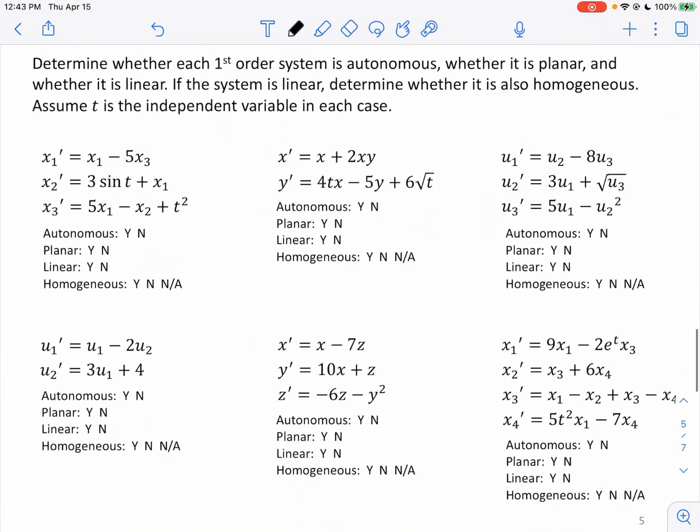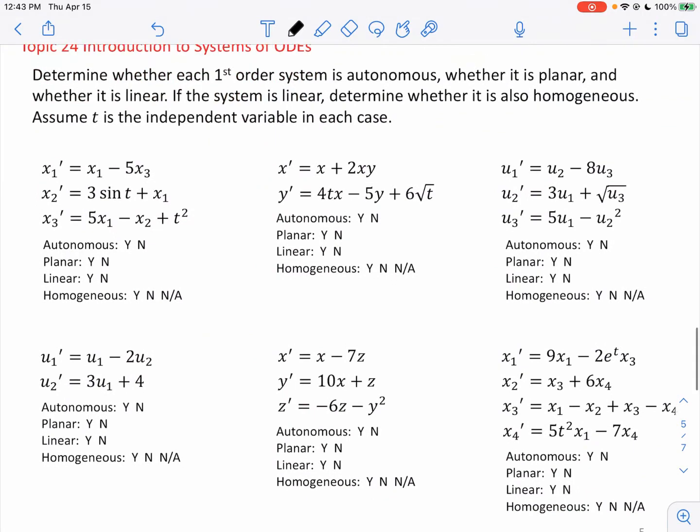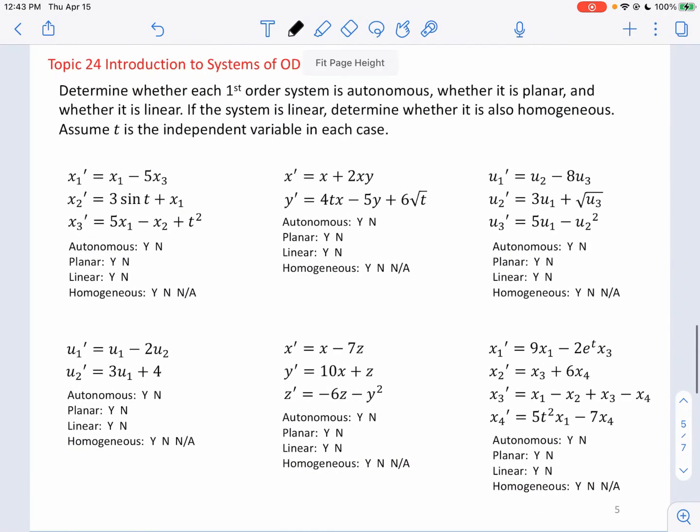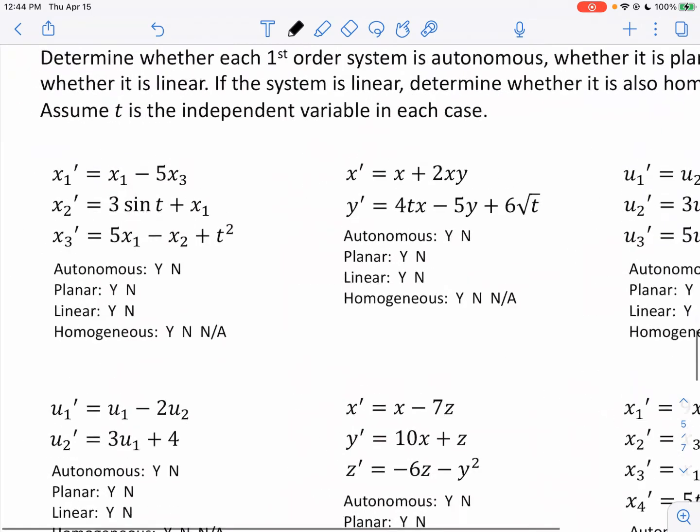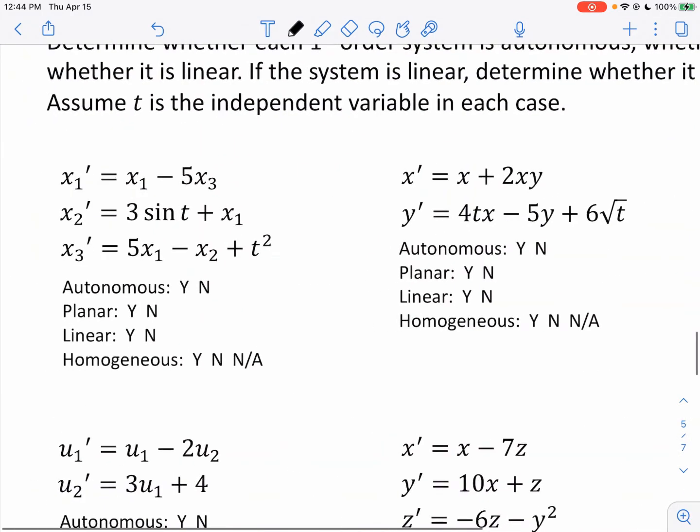Okay, so let's just practice this idea a little bit more. On the next slide, determine whether each first order system is autonomous, whether it is planar, and whether it is linear. If it is linear, determine whether it is also homogeneous, and assume t is the independent variable in each case. Now, we're not going to write any of these in matrix form. We're just going to look at them the way they are written.